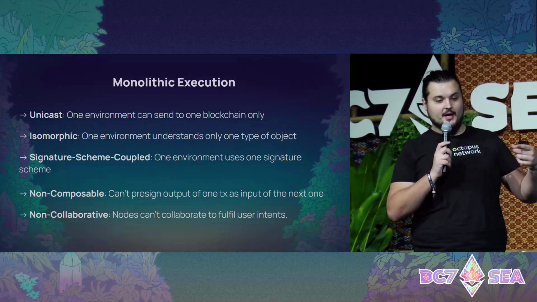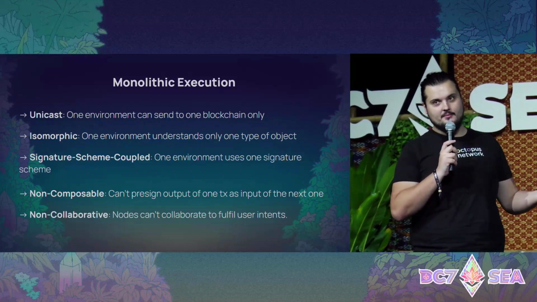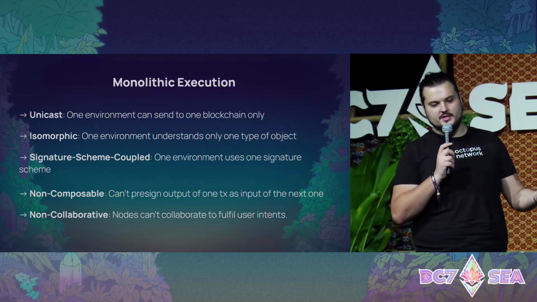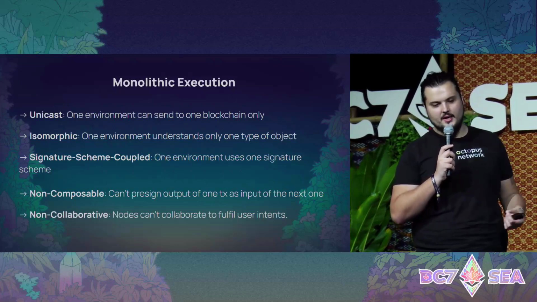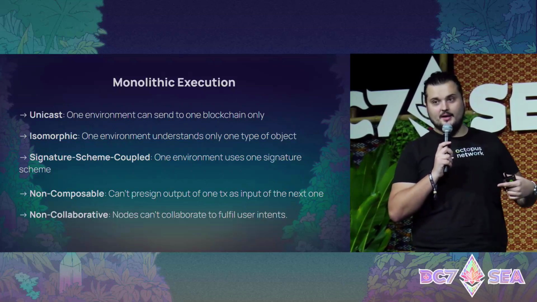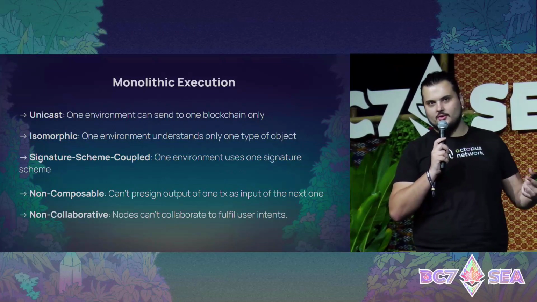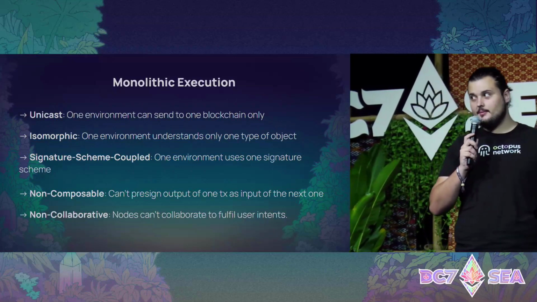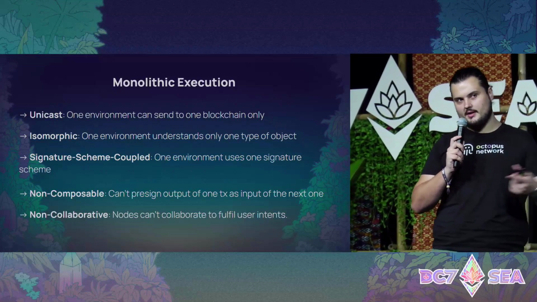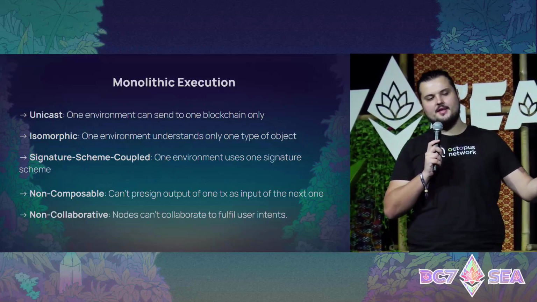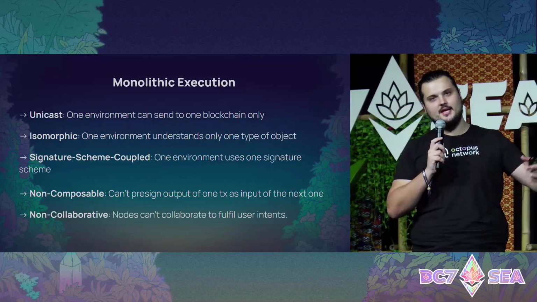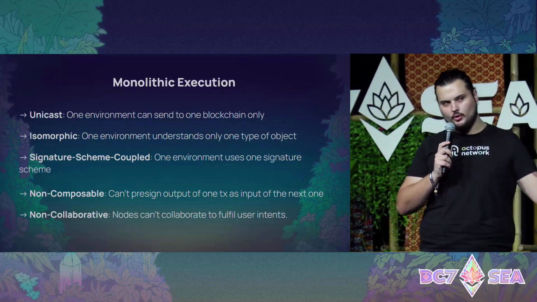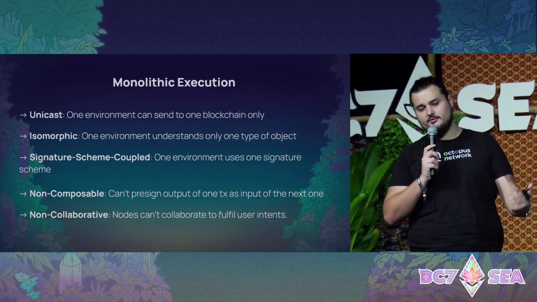That's monolithic. Some of the features of monolithic environments are that they're unicast: one RPC node communicates to one blockchain. They're isomorphic, in the sense that an EVM node doesn't understand an SVM transaction, nor a NEAR transaction or a WASM transaction. They're signature scheme coupled: your Ethereum node only uses one signature scheme for everything.